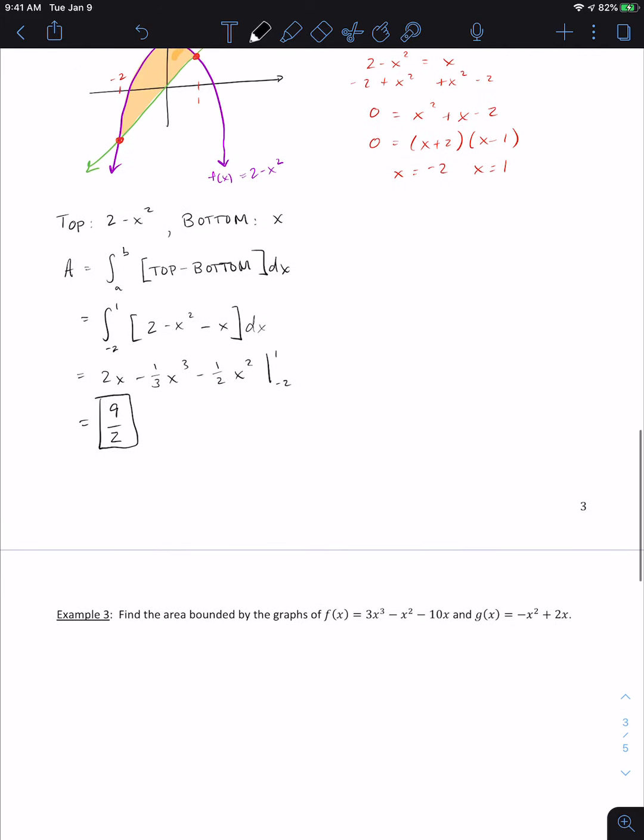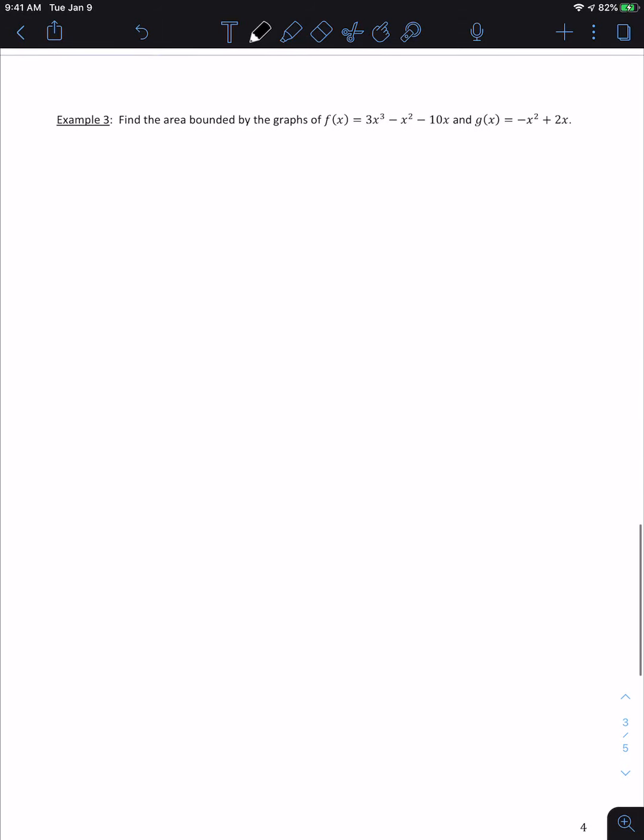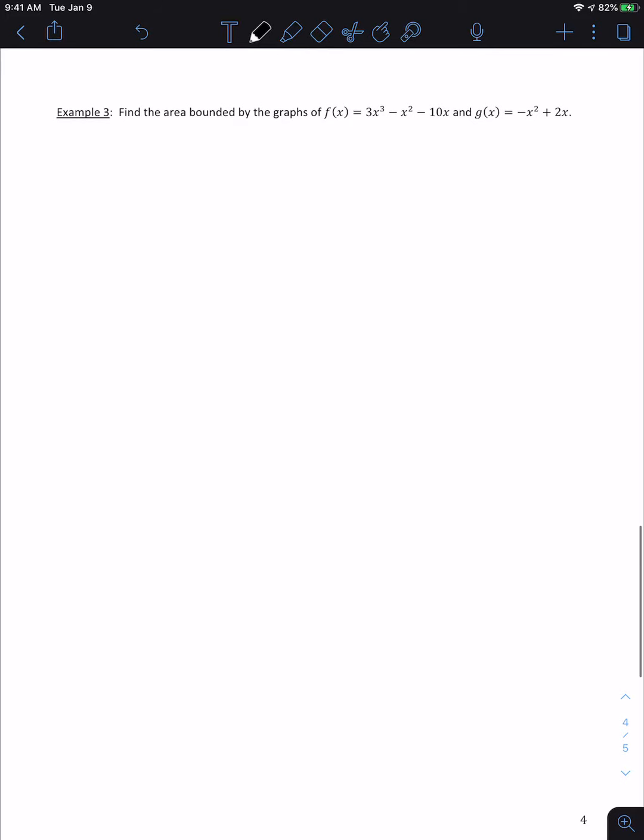Okay, so now let's look at a more interesting example. This is going to be one where our graph intersects multiple times, and that will break our domain into pieces. So we look at the graphs. We want to find the area bounded by f of x equals 3x cubed minus x squared minus 10x, and g of x equals negative x squared plus 2x.